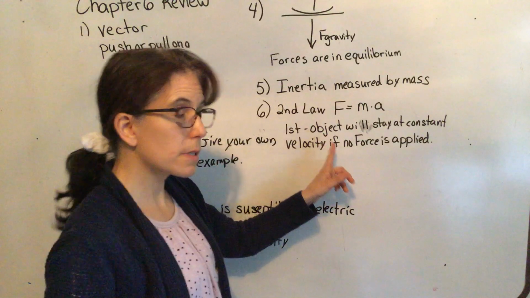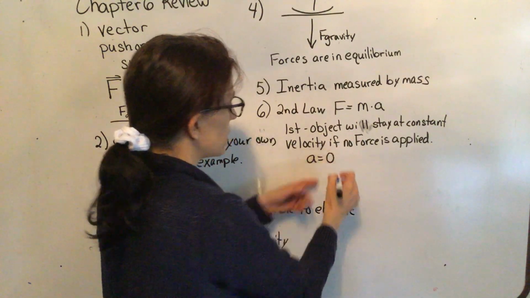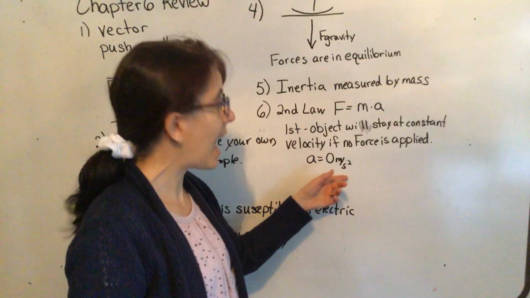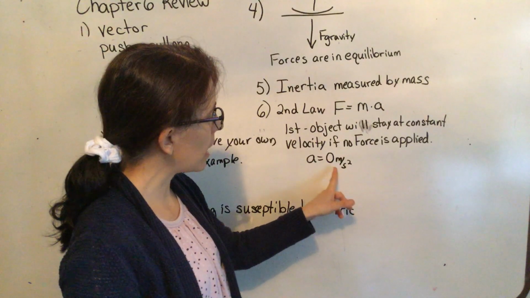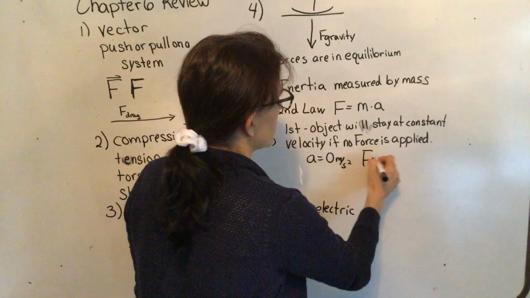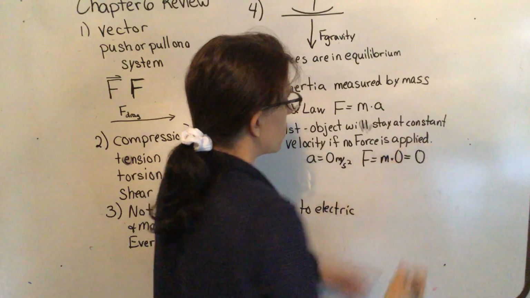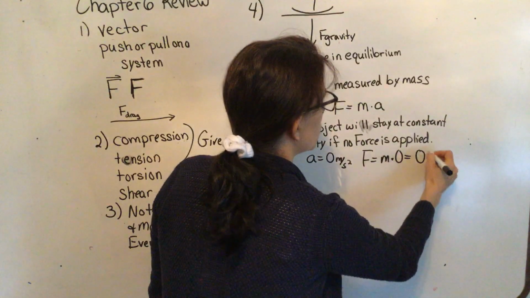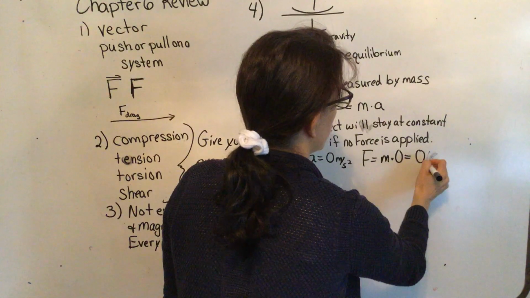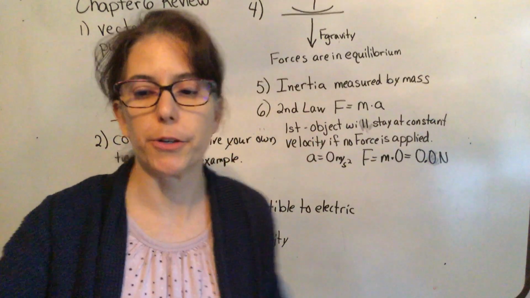So what does the first law mean? The first law means that acceleration is equal to 0 meters per second squared. The object is not changing its velocity, so it's 0 meters per second squared. So if the force is equal to the mass times 0, the force is also equal to 0 newtons. Well, that looks like it just says the word on, doesn't it? Let's make it this, 0.0 newtons. We'll make it look more mathematical.